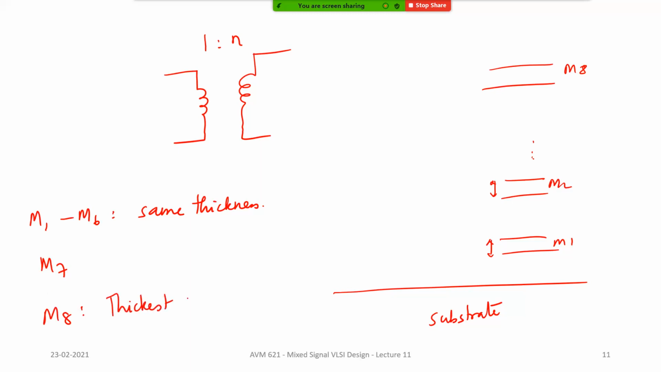I think the thickness of this is around 3.25 micrometer in this particular process. This thickness is around, if I remember right, 0.4 micron. I think these are around 0.2 micron or something, or maybe this is 0.5, something like that. I don't exactly remember the numbers, but something like this.